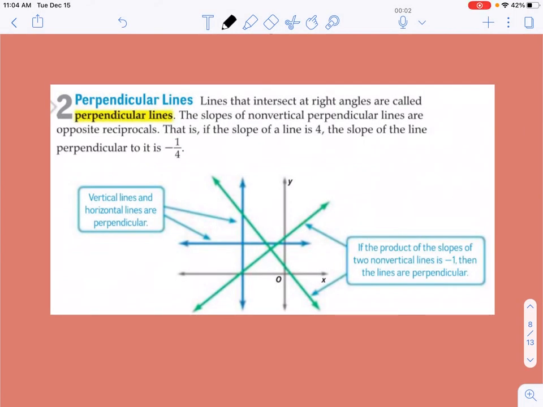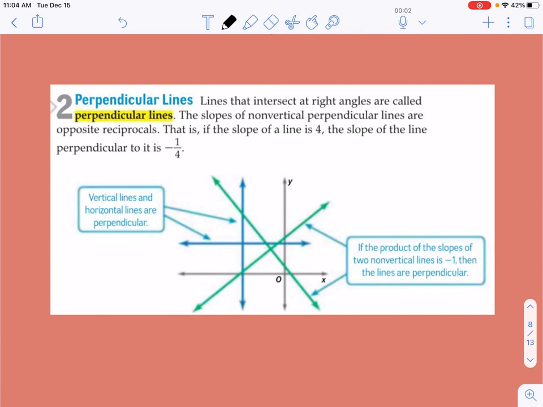Okay, now we are going to move on and talk about perpendicular lines. If we're writing equations of perpendicular lines, we have to make a connection to the slopes of these perpendicular lines, so we have somewhere to start.